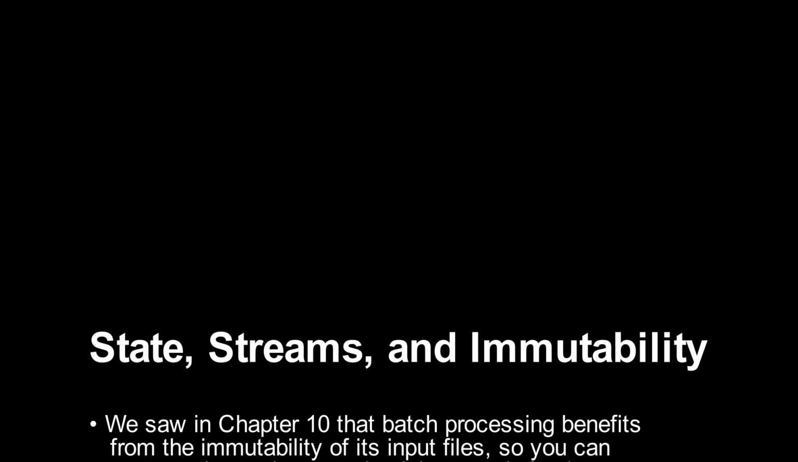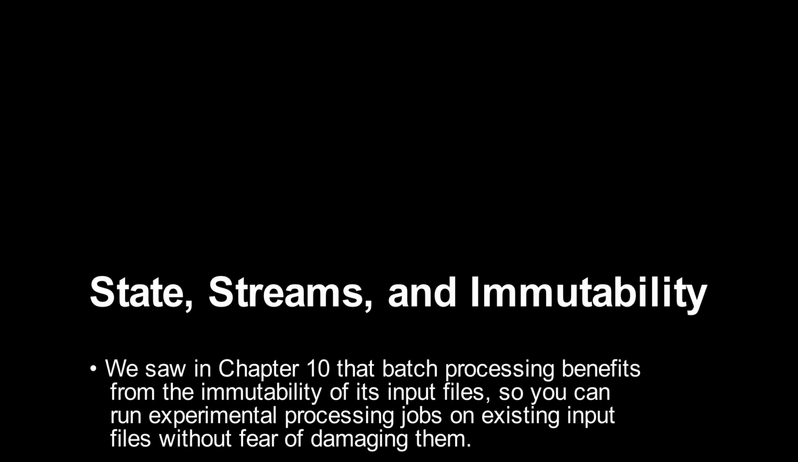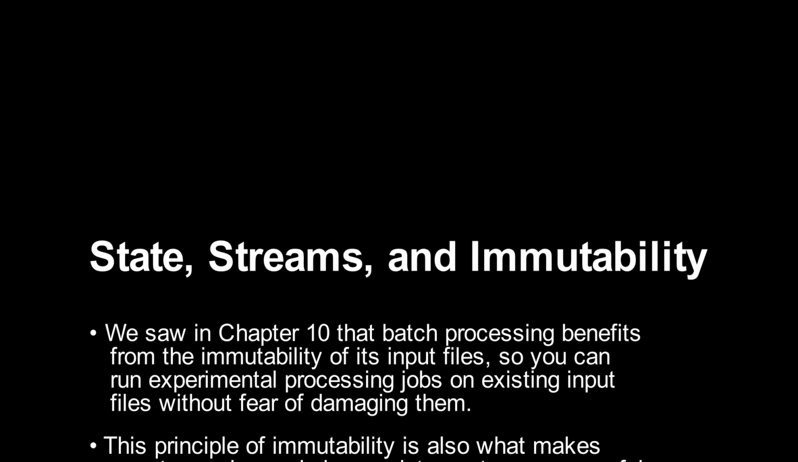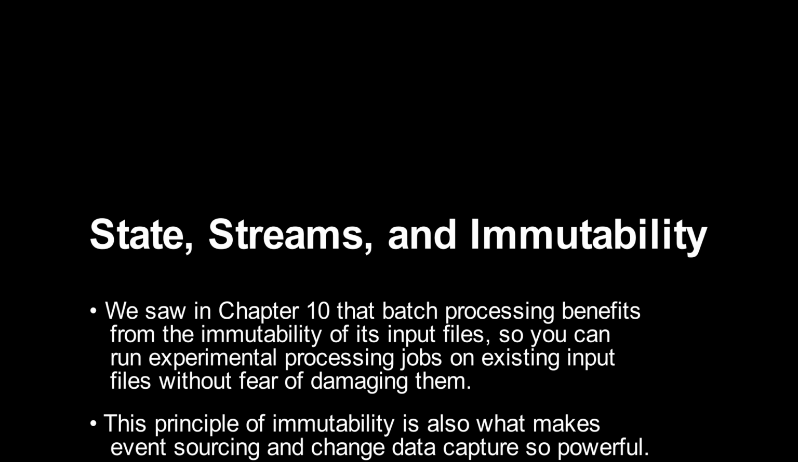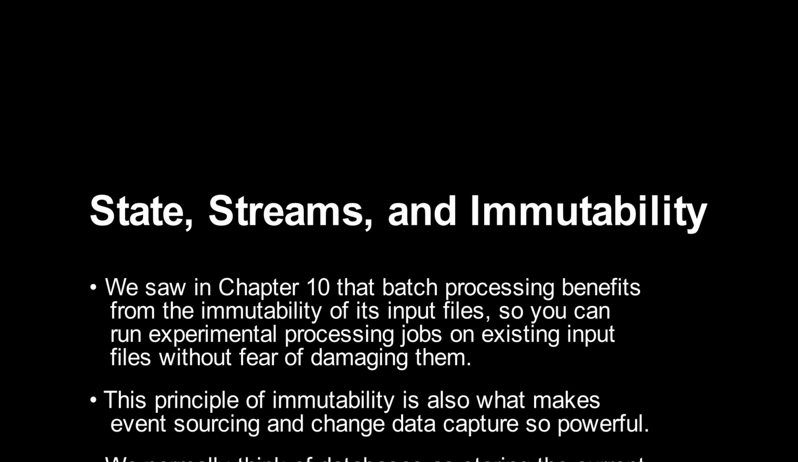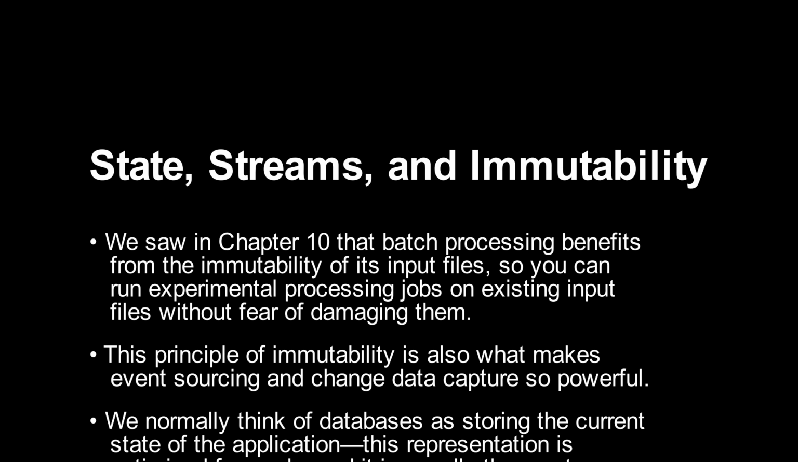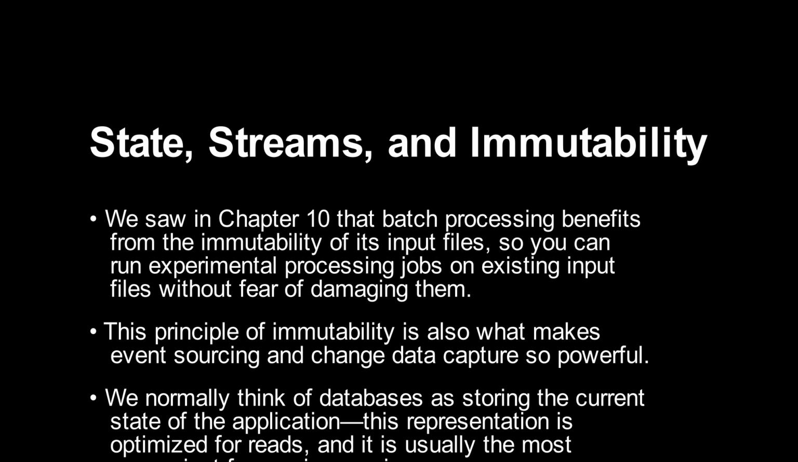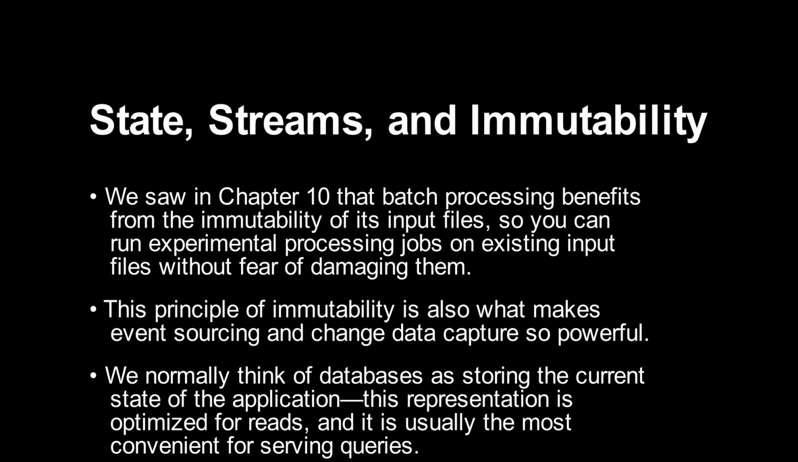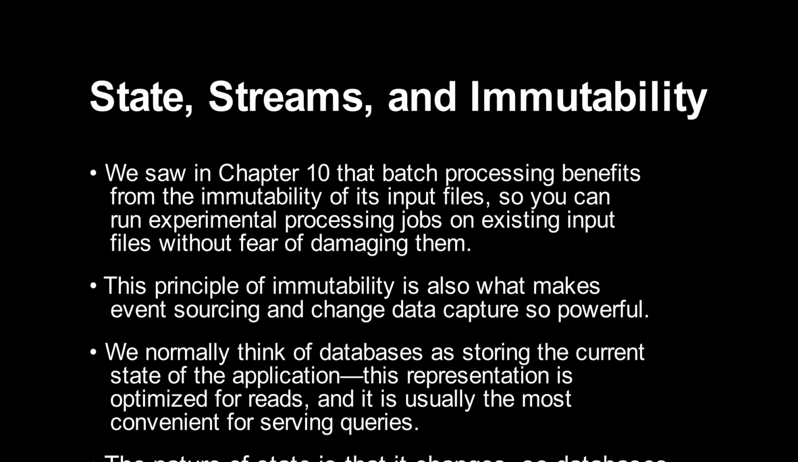State, streams, and immutability. We saw in Chapter 10 that batch processing benefits from the immutability of its input files, so you can run experimental processing jobs on existing input files without fear of damaging them. This principle of immutability is also what makes event sourcing and change data capture so powerful.